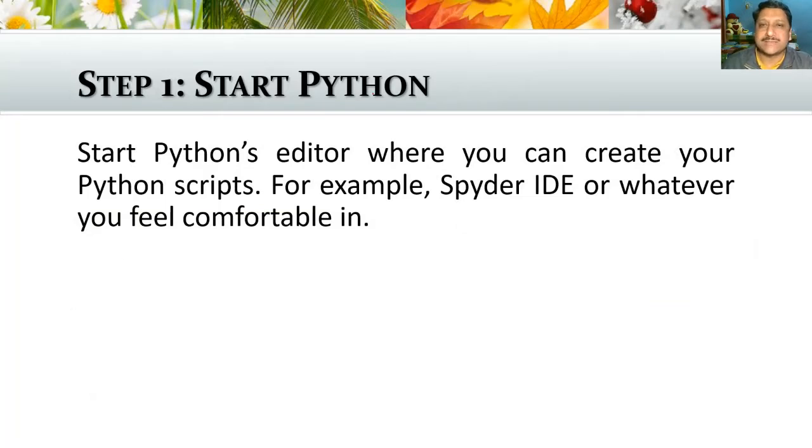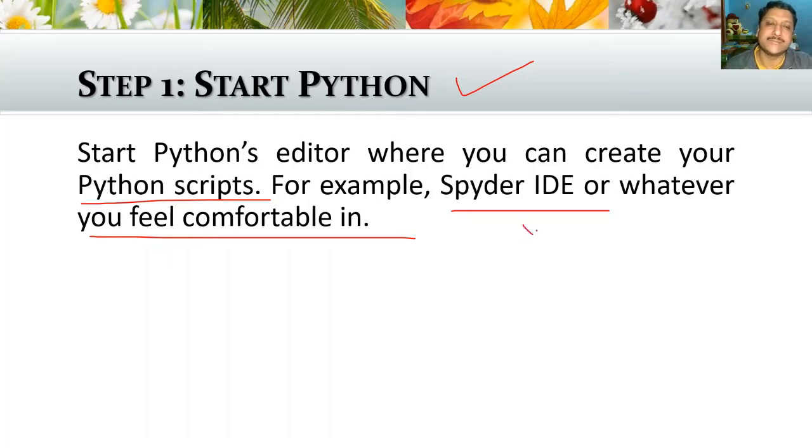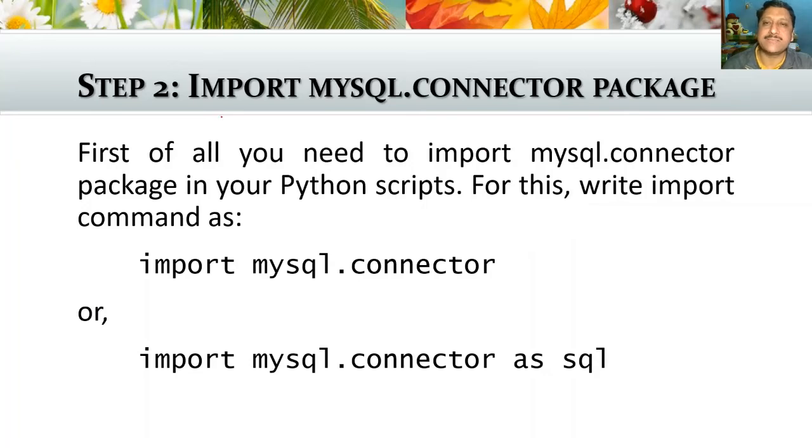The first step is start the Python software. See, it is very simple. Just click on Python, start Python editor, where you can create your Python script. For example, Spyder IDE or whatever you feel comfortable. We are using Spyder IDE. This comes with Anaconda distribution. Okay, and then in next step we have to import MySQL connector package. It is nothing, just one command we have to give, one line command, and that command is import mysql.connector. Okay, this command, or we can use this command also, import mysql.connector as sql.